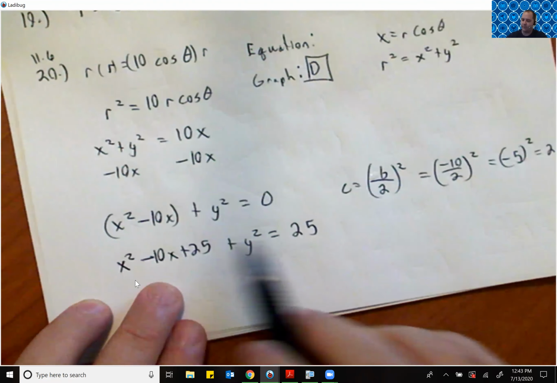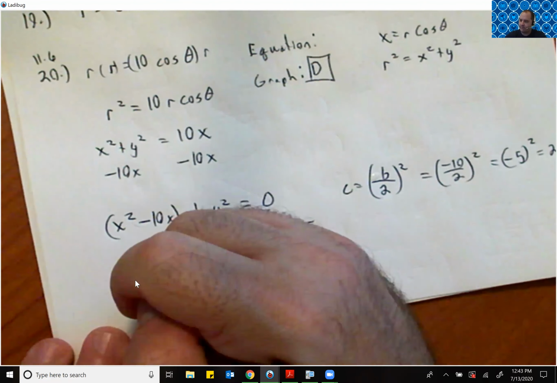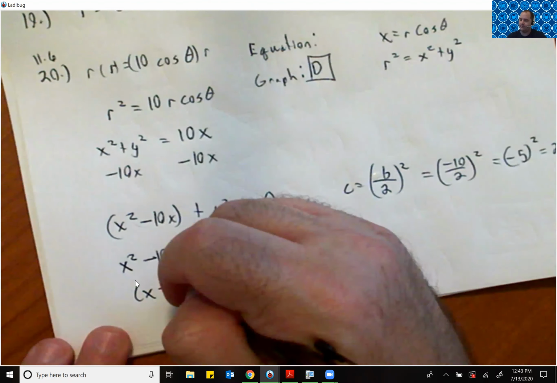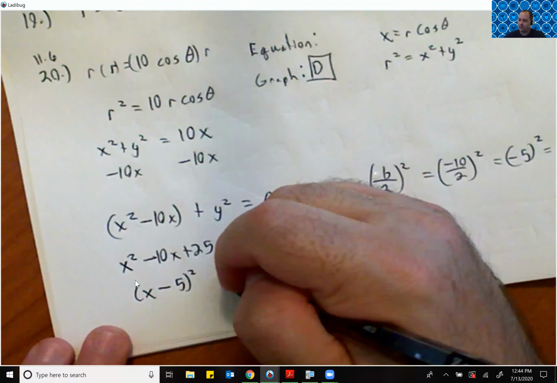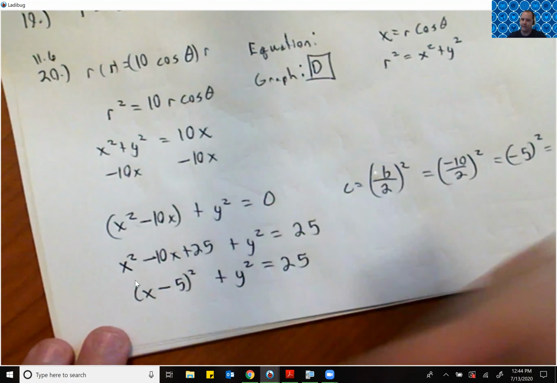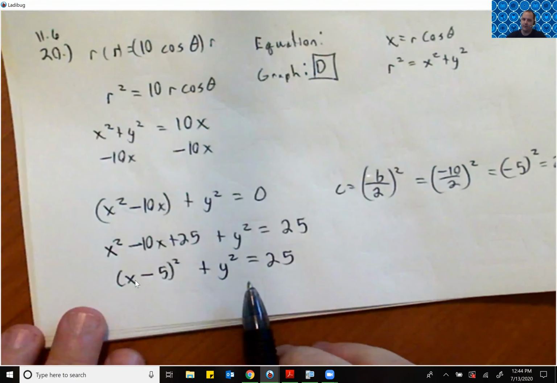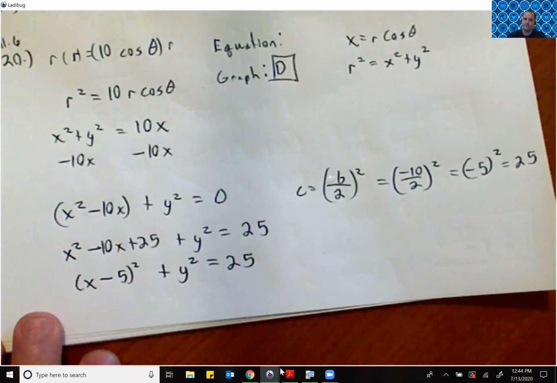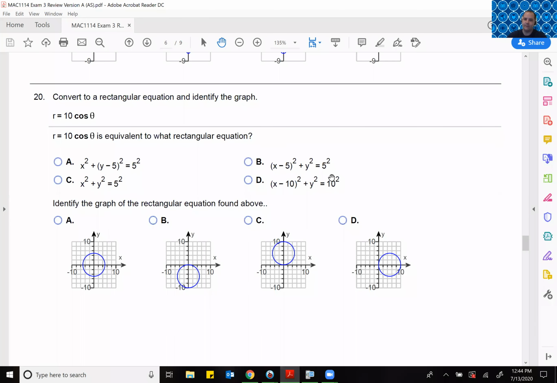Now this is factorable. It becomes x minus 5 squared plus y squared equal to 25. And that right there is the equation that we were looking for. So if we go back here, the answer to the equation is B.